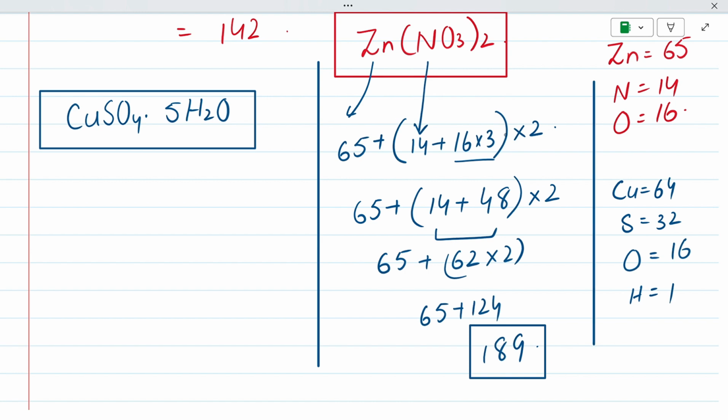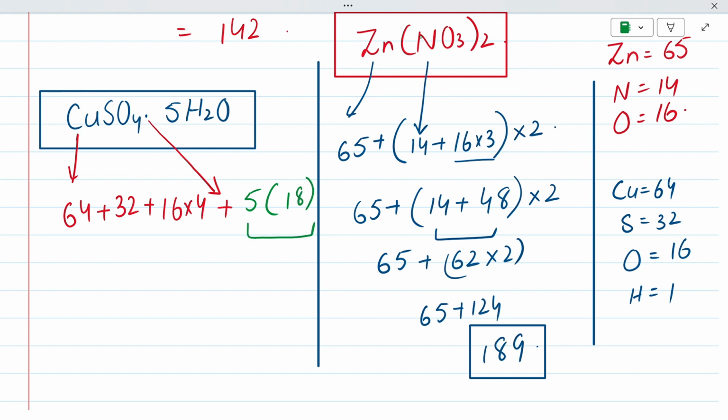So let's start. How can we do this? First of all, let's put the values for copper: 64 plus 32 plus 16 times 4. Dot means plus. Whenever you see a dot, that means you have to add the number of water molecules. How many water molecules are there? 5 water molecules. One water molecule is 18, so you do 5 times 18. Make sure you add this.